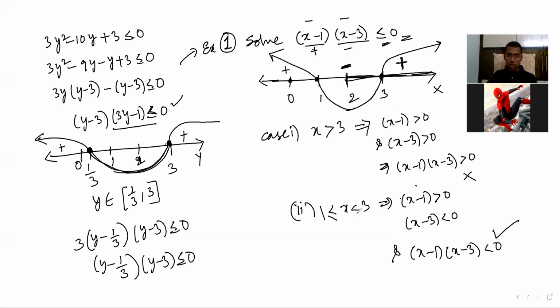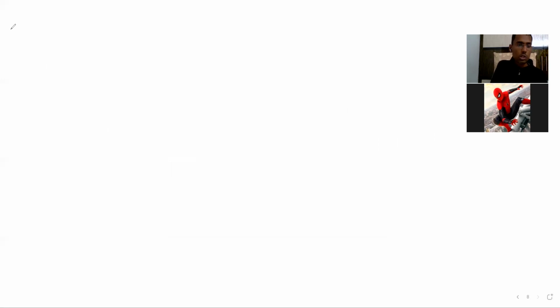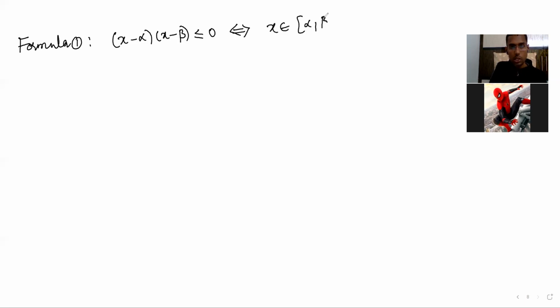So x equal to 1 and x equal to 3, that's also okay. Therefore, this is the region. Therefore, x lies between the roots. What are the roots here? 1 and 3. So that is the thing. Therefore, what we can establish here is formula 1: (x minus alpha) into (x minus beta) less than or equal to 0 implies x lies between the roots alpha and beta.